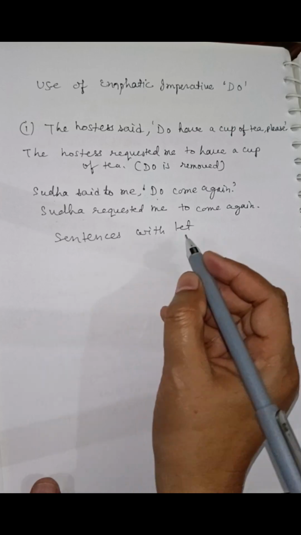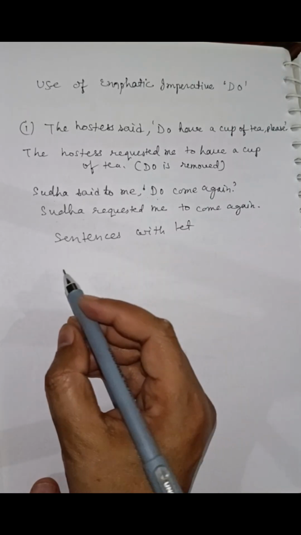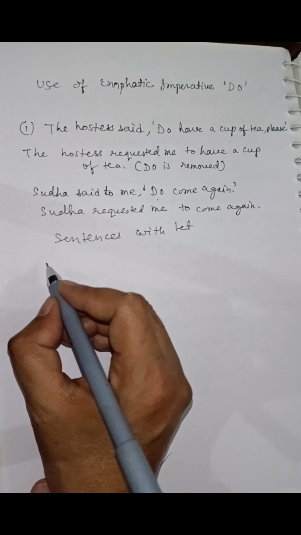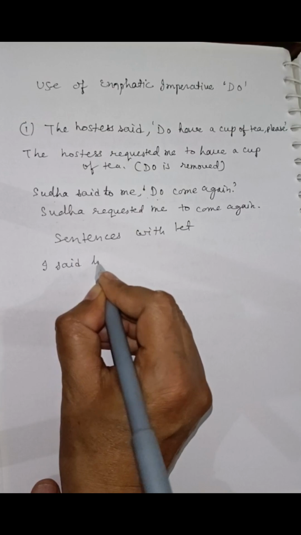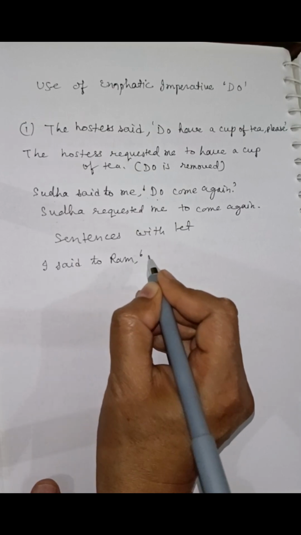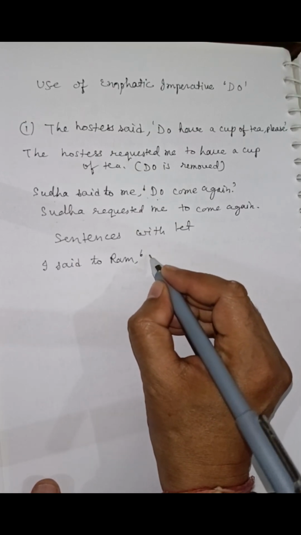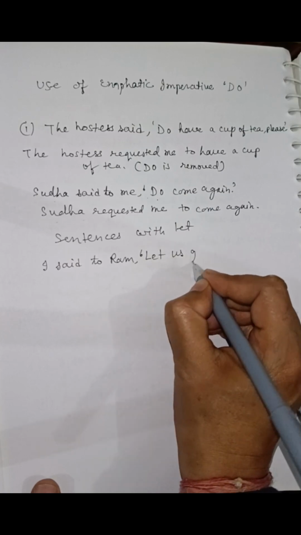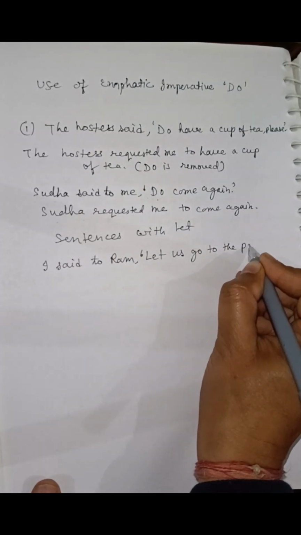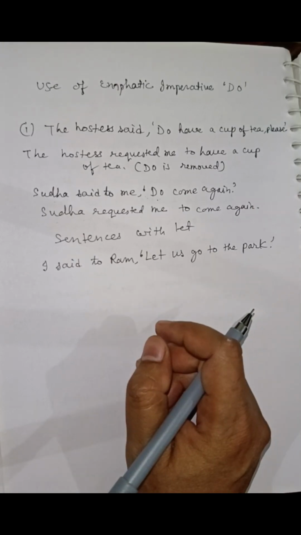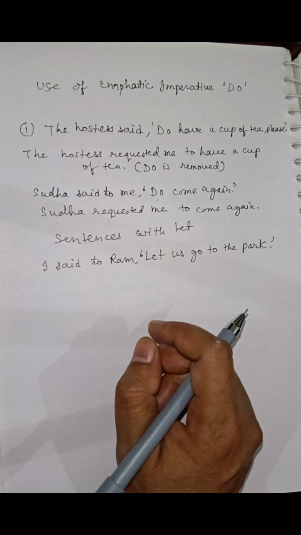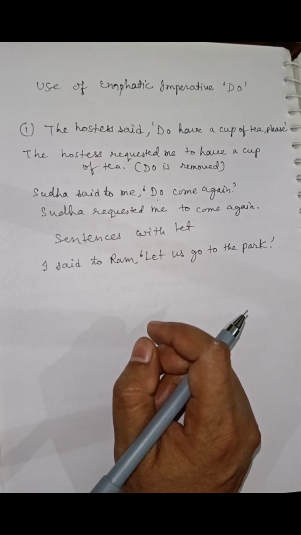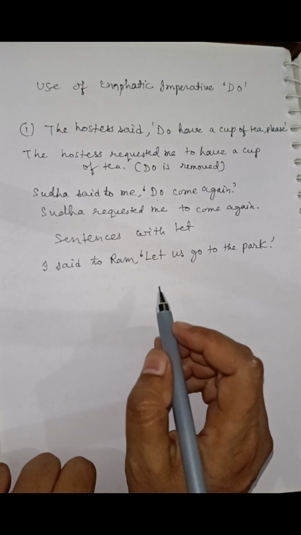In the case of direct speeches containing "let", I'll show what we have to do. I said to Ram, "Let us go to the park." Now, it may have two senses here. One is "let us" meaning allow us, and the other is when we say "let's go to the park", which is a suggestion. So here we take it as a suggestion.